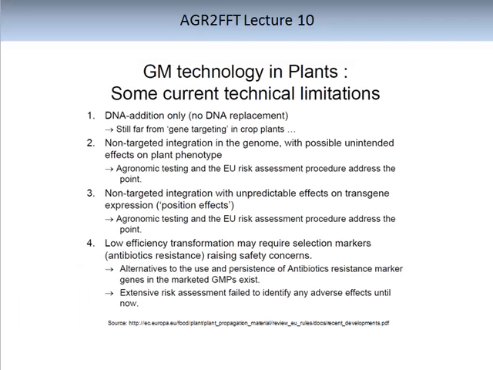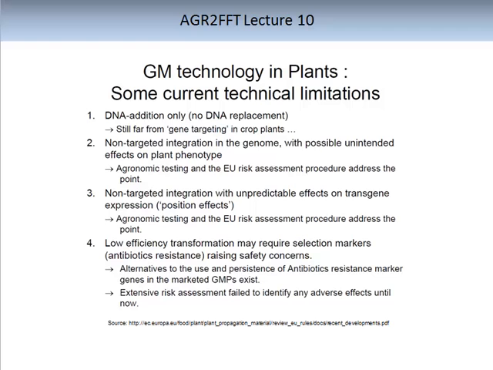So what are some of the technological difficulties in the GM technology? Well, one such limitation is the DNA addition only, so no DNA replacement. This is still far from gene targeting in crop plants. Secondly, there is no targeted integration in the genome, with possible unintended effects on the plant phenotype. The EU risk assessment has shown that this needs to be addressed. Third, non-targeted integration with unpredictable effects of transgenome expression or positive effects. Agronomic testing and EU risk assessment procedures are addressing this point.